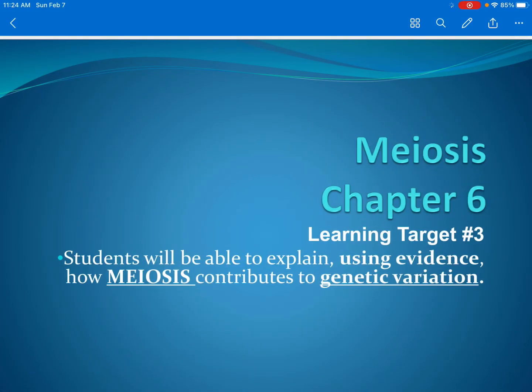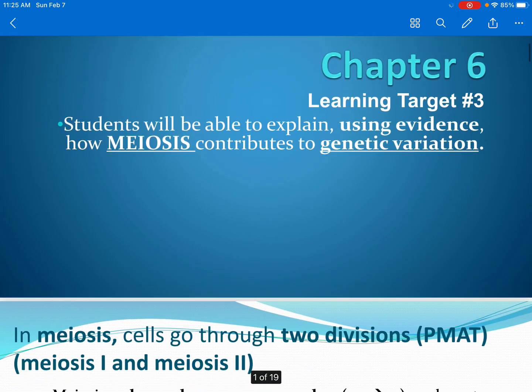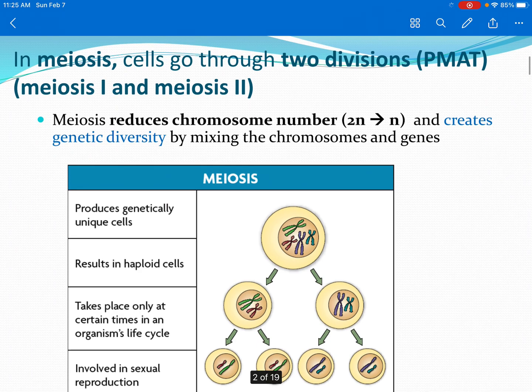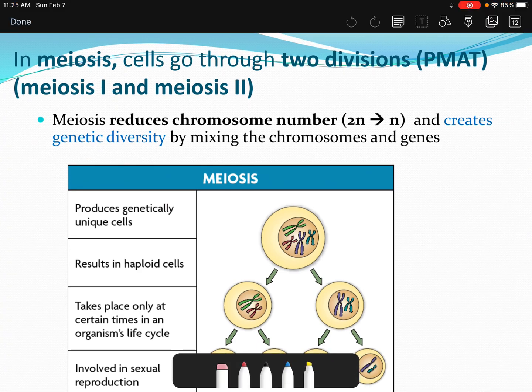All right, our final section is still on that third learning target, that students will be able to explain using evidence how meiosis contributes to genetic variation. So this final PowerPoint will actually take us through the steps of meiosis, kind of like we did when we talked about mitosis. So in meiosis, the cells are going to go through two divisions, and this is a very important distinction. They're still going to go through that PMAT, prophase, metaphase, anaphase, telophase, but they're going to go through it twice. So we kind of break it down into what we call meiosis 1 and meiosis 2.